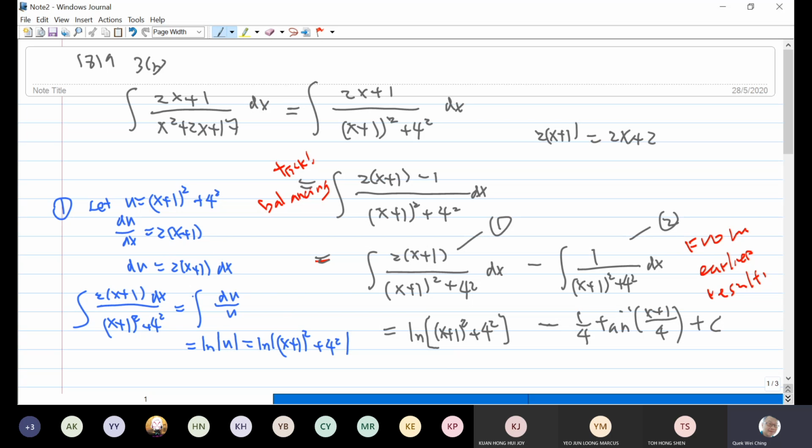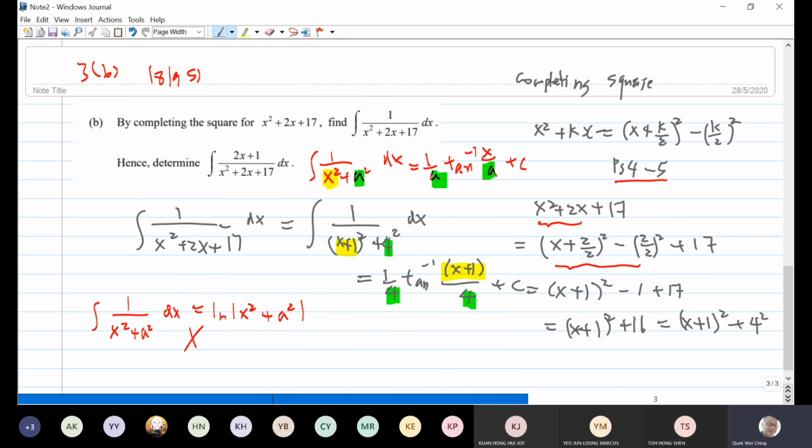So let me recap. What is the question about, right? The question is this one. You have to do completing the square, right? Completing the square is x squared plus kx equals (x plus k over 2) squared minus (k over 2) squared. So you complete the square for x squared plus 2x plus 17. Just concentrate on the first two terms first, and then add the 17 back, and then you get (x plus 1) squared plus 4 squared.